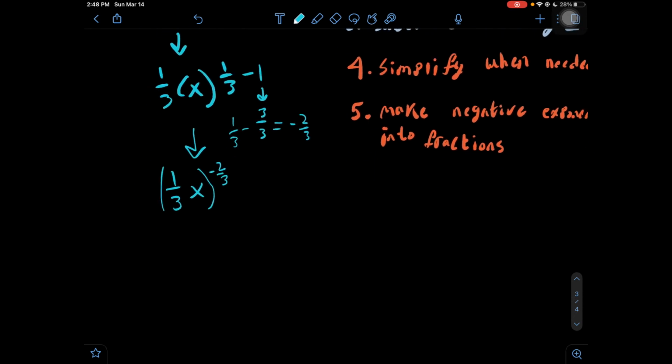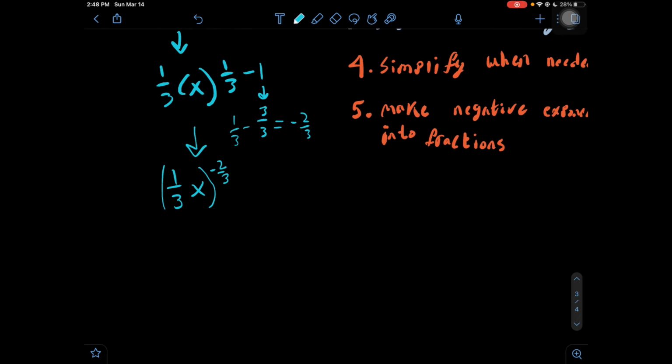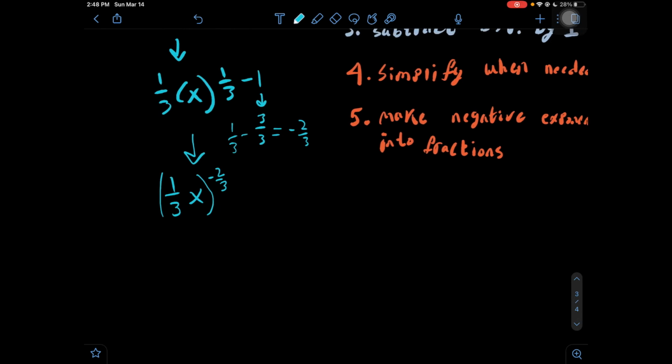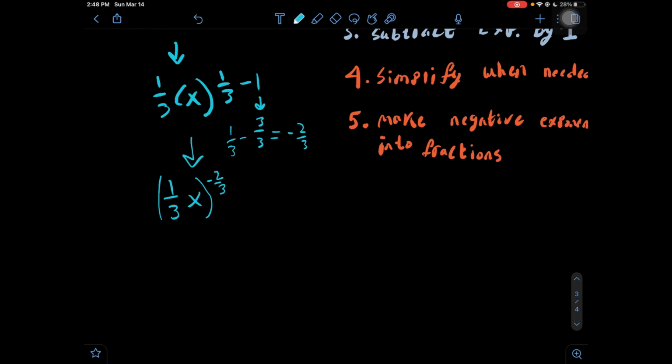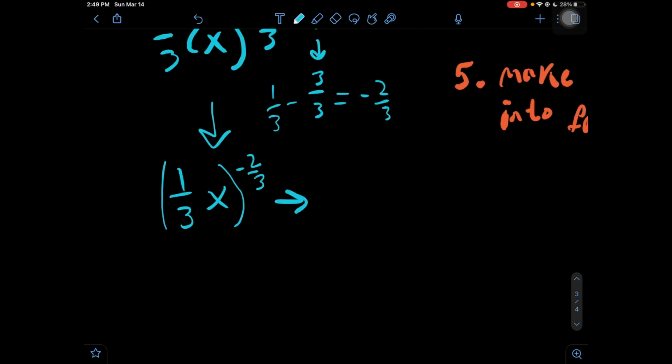And now, remember that when we have a negative exponent, we are going to make it into a fraction. If you remember from our fraction step, when we have a negative exponent, it becomes a fraction.